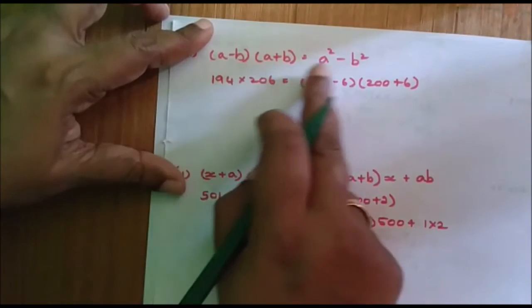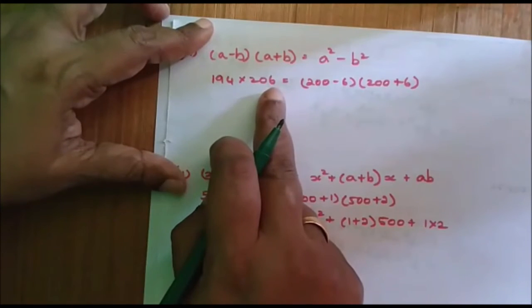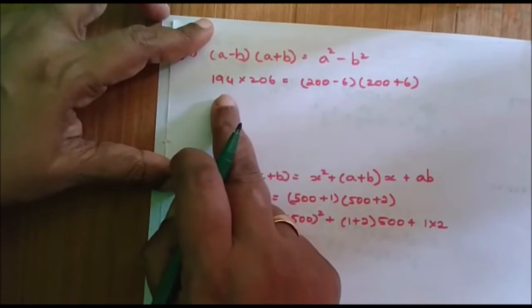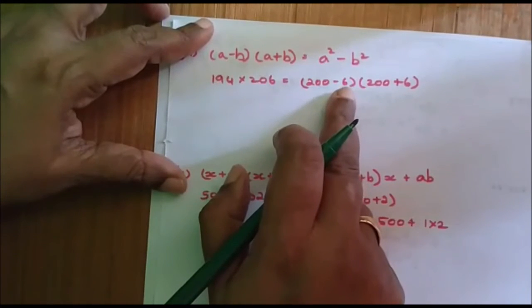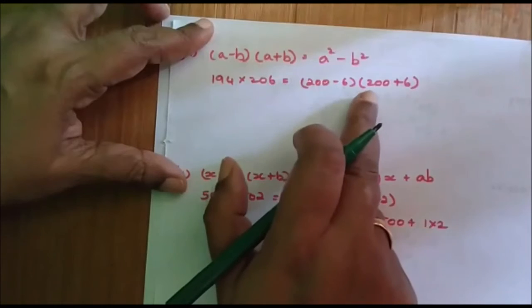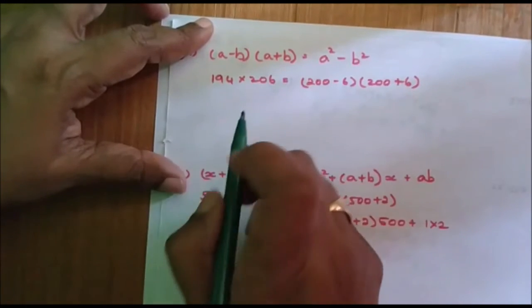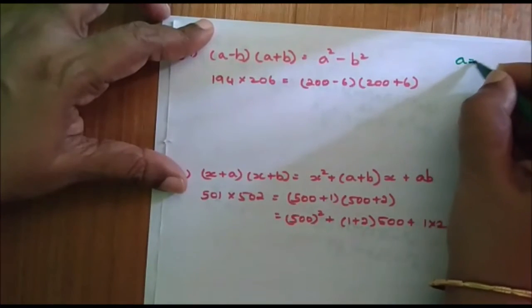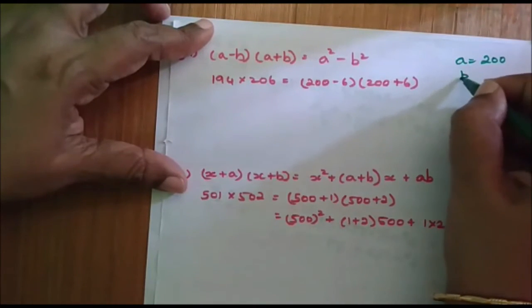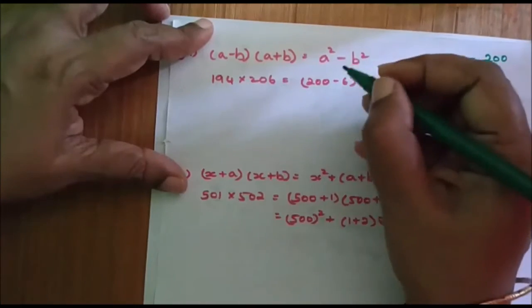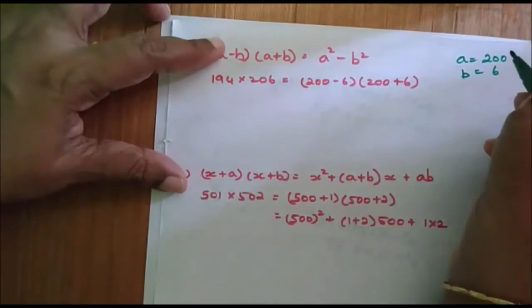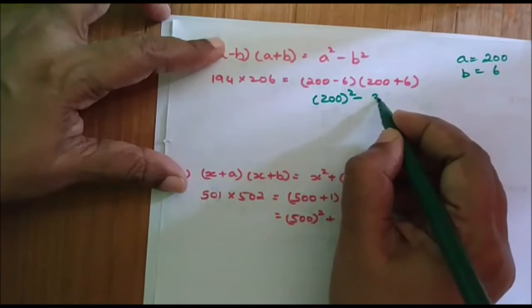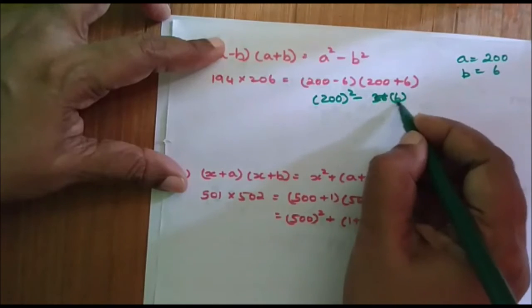Now using this identity, we will try to solve this problem. 194 into 206. 194 can be written as 200 minus 6 and 206 can be written as 200 plus 6. So this is of the form a minus b and a plus b. What is a here? A is 200 and b is 6. Okay. What is it? A squared minus b squared. So it is nothing but 200 the whole squared minus 6 the whole squared.